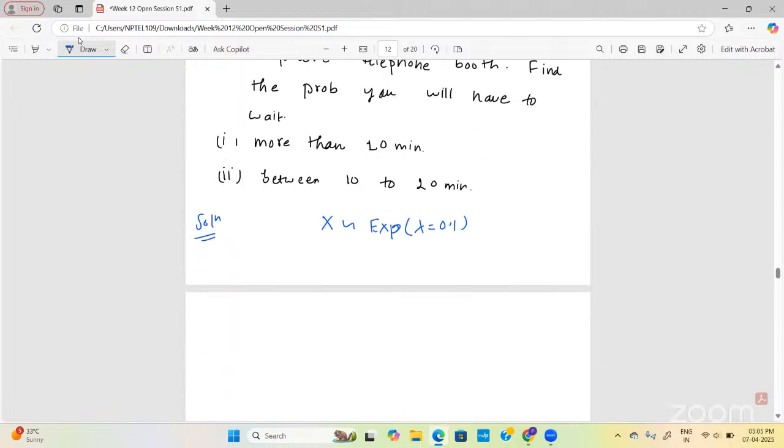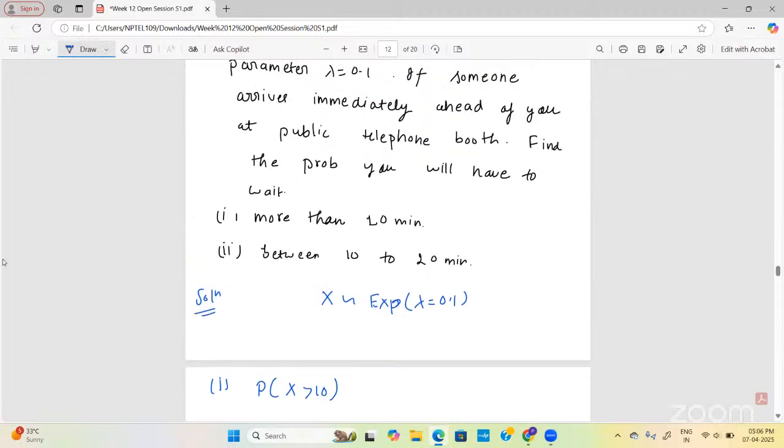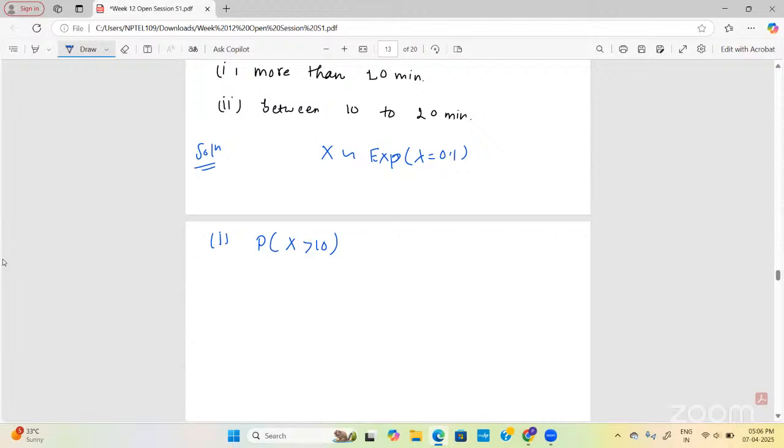So if I write in mathematical terms, we have to find the probability that X is greater than 10, right? Do you agree with it? Yes, ma'am. Okay, so we have to find X is greater than 10. May I write it like this? 1 minus probability X is less than or equal to 10. Yes, ma'am. Okay. Now tell me what it is.